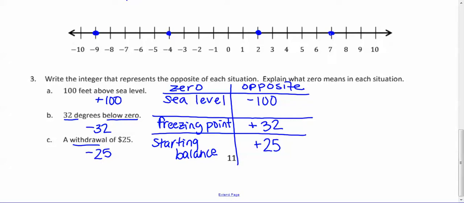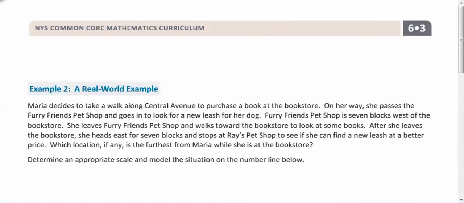So this is pretty easy. Like I said, if a number is positive, its opposite is going to be negative, and vice versa. So the opposite of a negative number is a positive number. The other thing that you need to remember with this is that they are the same distance from 0 on the number line. It's just in the opposite direction, okay? So it's the same amount if we're talking about 100 above sea level and 100 below sea level. It's just one is going up, one is going down. All right, so let's move on to the next page.